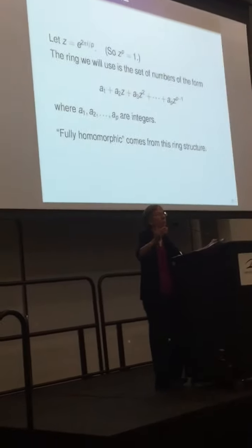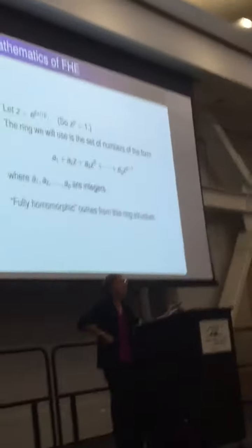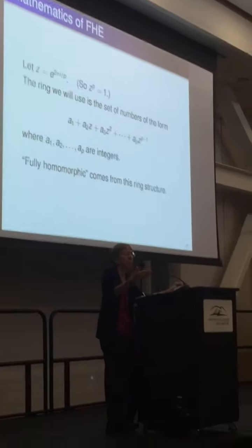A1 up through A sub p are integers. That's going to be the ring that we're interested in. So if I take two things of that form and add them together, I claim they get something of that form. This is closed under addition.